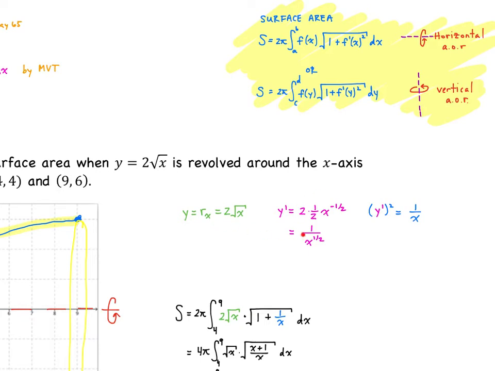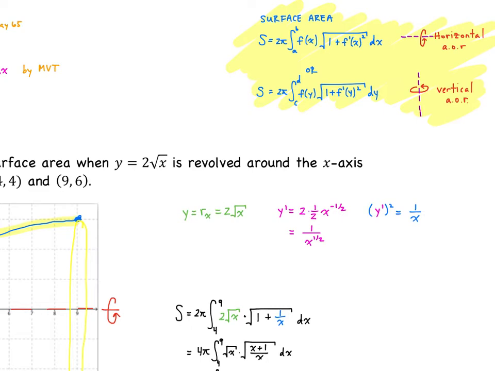So you can do this all in the original formula, or you can do it ahead of time. Sometimes I like to do it ahead of time. It makes things a little cleaner when I then jump to the surface area formulas. So we get y prime to be 1 over x to the 1/2. So y prime squared is going to be 1 over x.